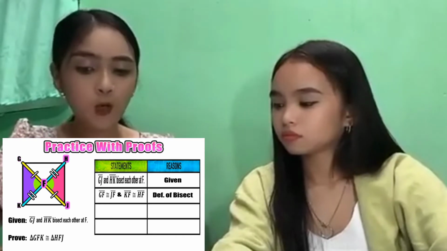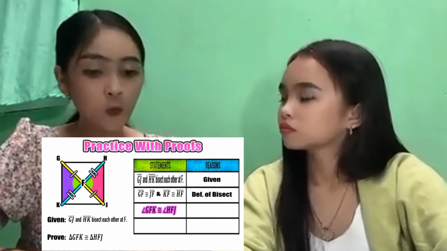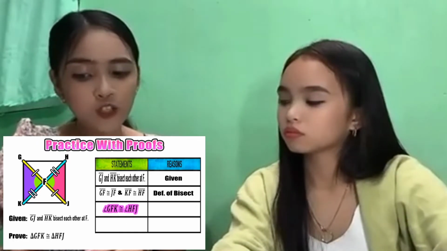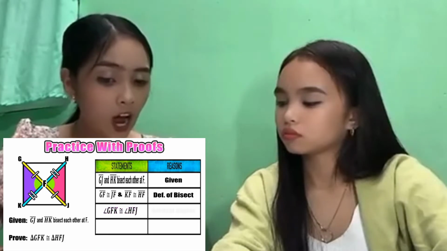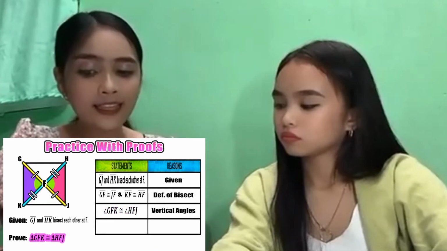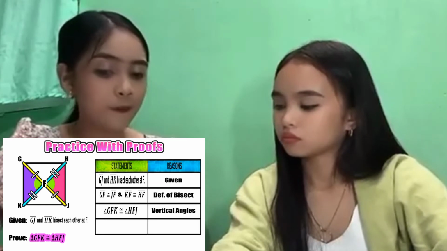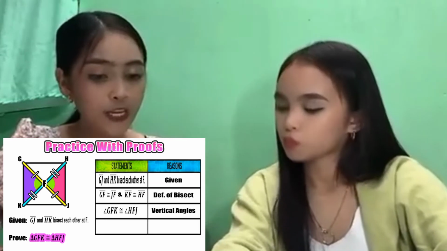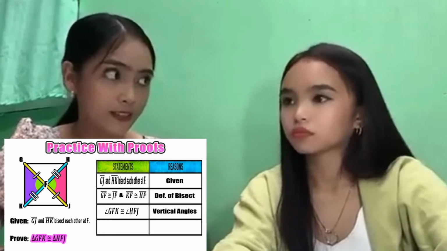Next, we should notice that we have a pair of vertical angles. So we can say that angle GFK and angle HFJ are congruent, and our reason for saying that is that they are vertical angles, and we know that all vertical angles are congruent.